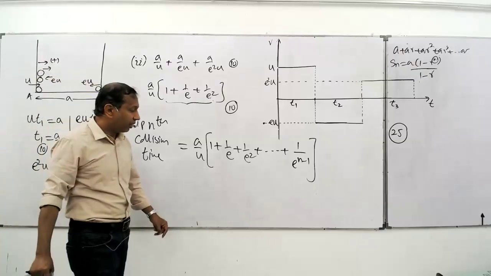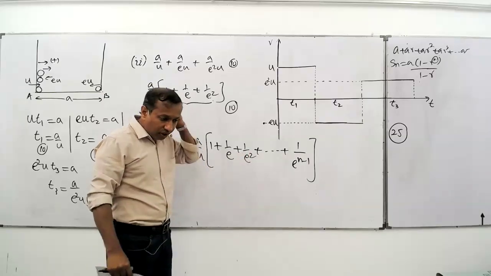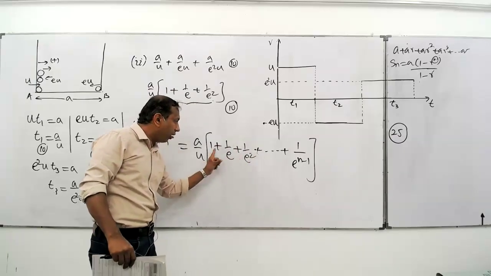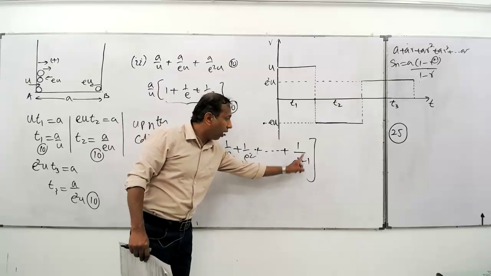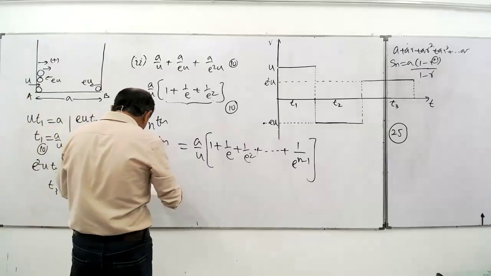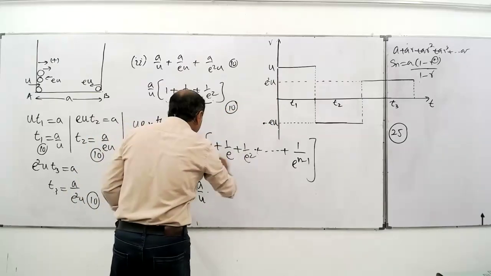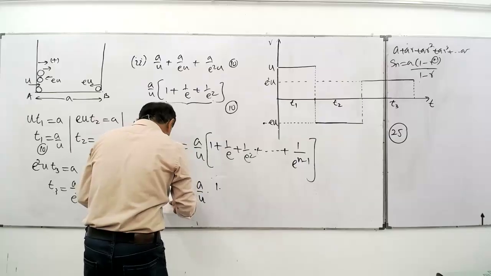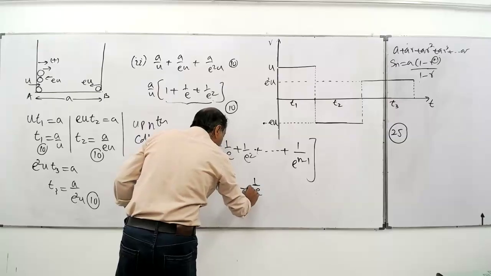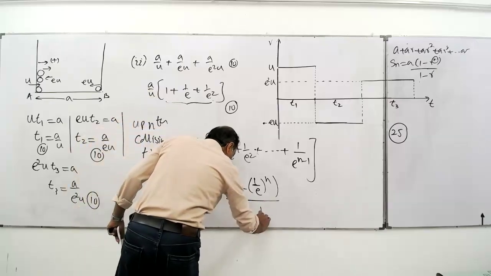Here, how many terms are there? n terms. Listen, here power 1, power 2, right? Up to the power n minus 1, so terms 1, 2, 3, up to here, there should be n terms. Then apply the given formula, that's all. A means the first term, 1, times 1 minus r to the power n, where r means the common ratio, it is 1 over e, number of terms is n, divided by 1 minus 1 over e.